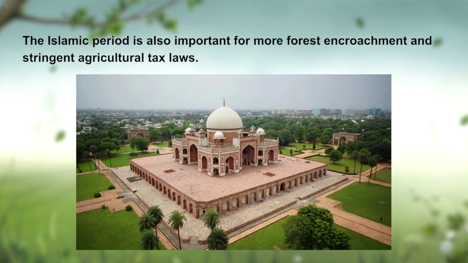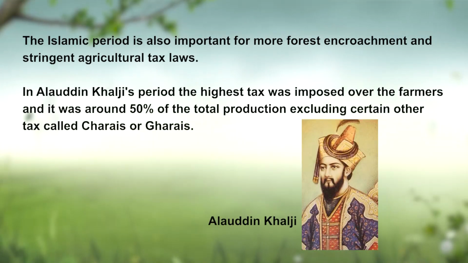The Islamic period is also important for more forest encroachment and stringent agricultural tax laws. As in Alauddin Khilji's period, the highest tax was imposed on the farmers, around 50% of the total production, excluding certain other taxes called charai or gharai. As a result, it was a huge burden for the farmers, and there were lots of peasant rebellions during the medieval period.